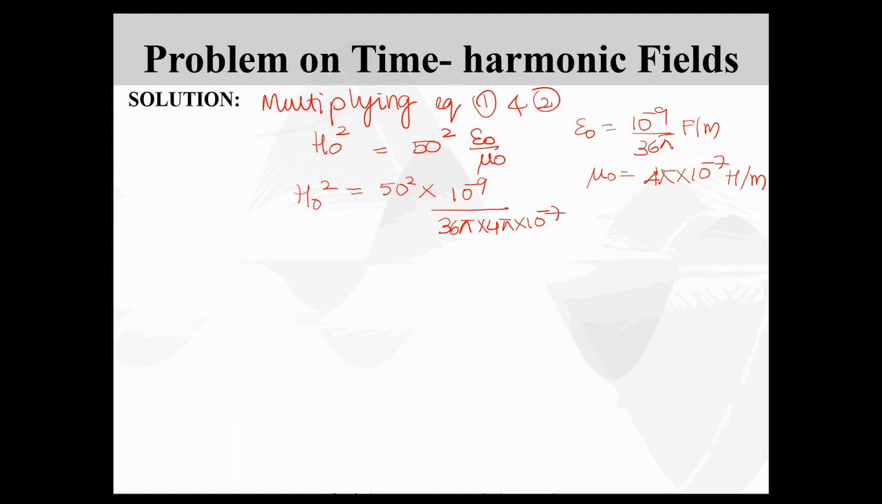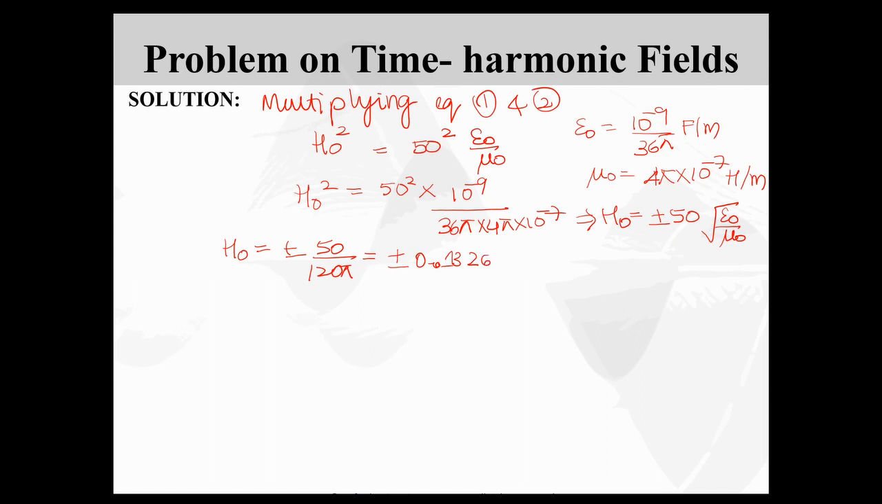By taking square root on either side, we get h naught is equal to plus or minus 50 into under the root epsilon naught by mu naught. So h naught will give us a value plus or minus 50 by 120 pi. Therefore, the coefficient h naught can take a value plus or minus 0.1326.